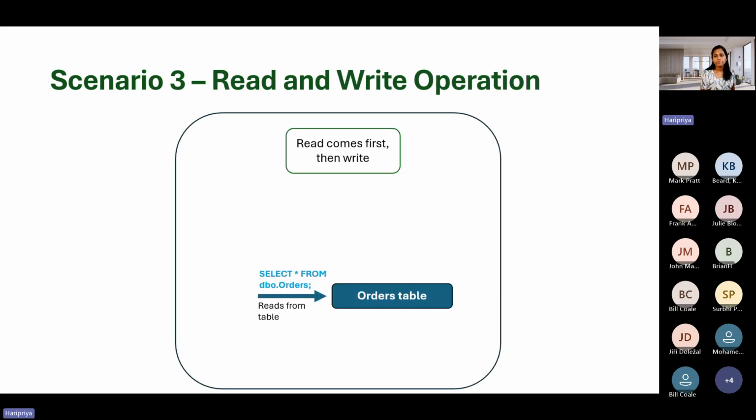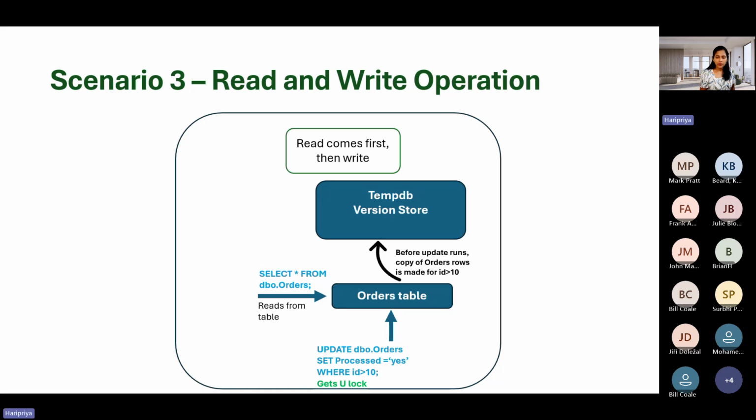Third scenario, you have read coming in first. Now it is reading from the table. What if you have write coming in? Now the write will get blocked, right? But that's not the case. What happens is now the copy of the rows for which the IDs it is going to be updating, that copy will be made to the version store. So what happens? Select immediately moves to the version store.